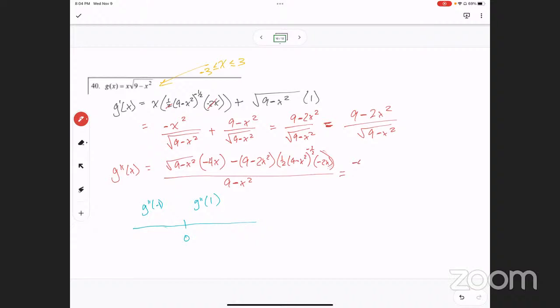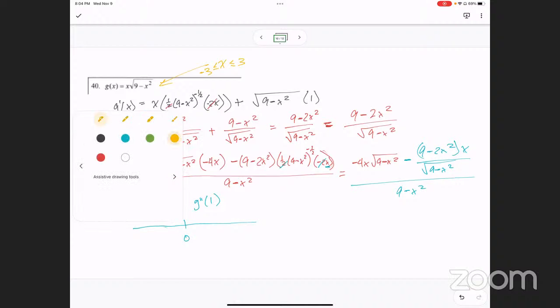So this equals -4x root 9 minus x squared and minus, so let's simplify this a little bit. That 2 and that 2 cancel out. Let's be really careful with this minus sign. So it's minus. On the top, we have 9 minus 2x squared times x, because I still have that x there. And on the bottom, I have the square root of 9 minus x squared, all over 9 minus x squared. Yeah, this was a lot harder than what I thought.